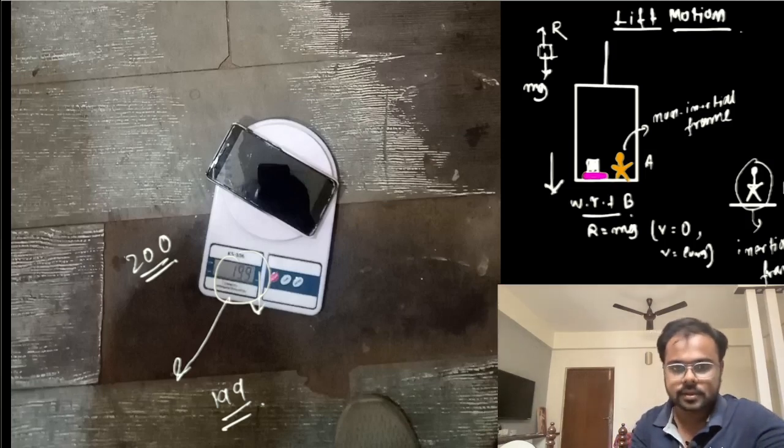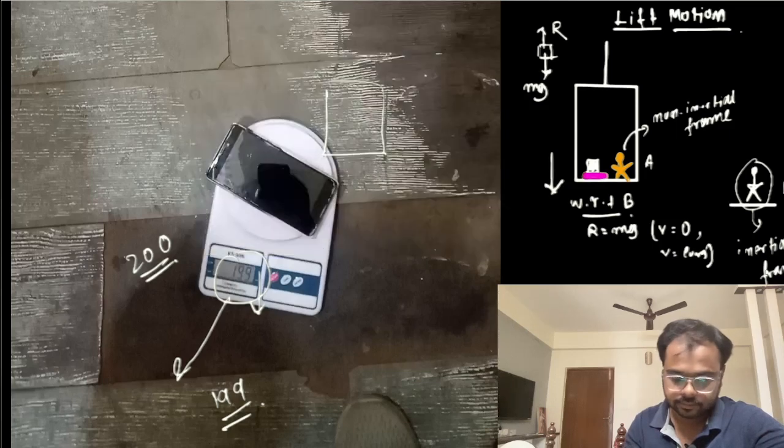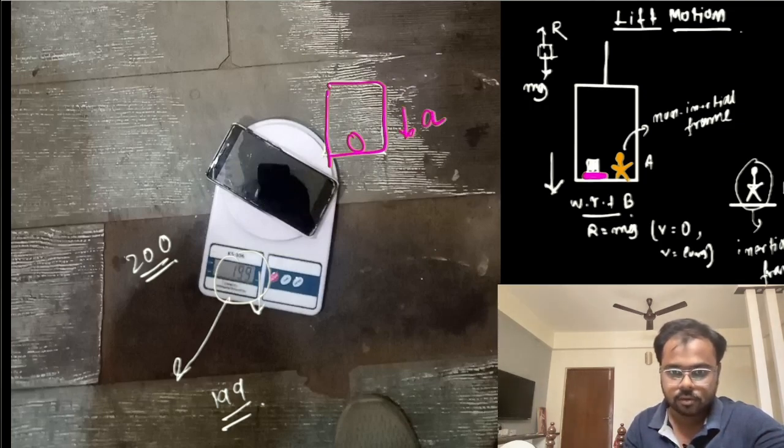So how is the weight decreasing? Let me explain it. When the lift is going down with an acceleration, just starts its motion and goes down with an acceleration, what exactly is happening? The same thing I'm going to draw here. This is the object. Now the lift is accelerating in the downward direction. So there is mg and there is the normal reaction force.